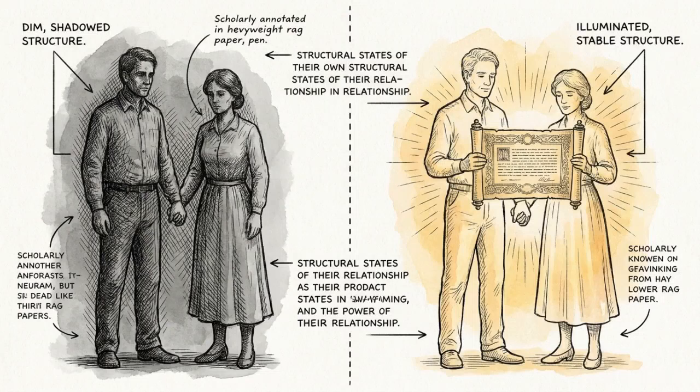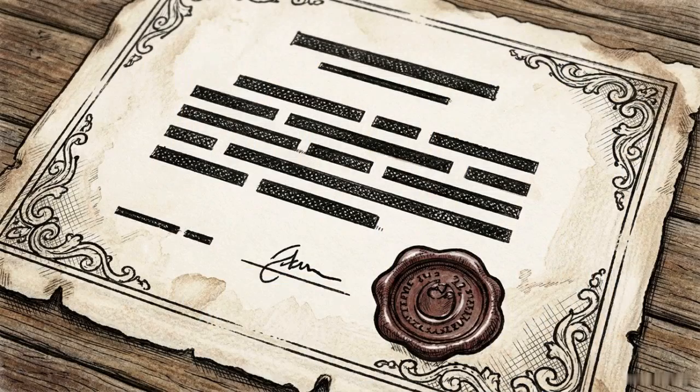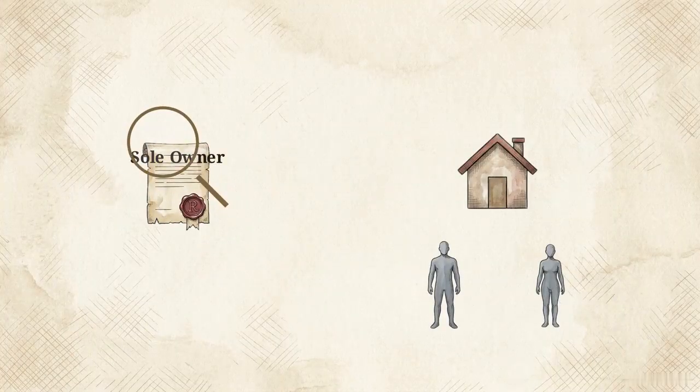Formalizing a relationship triggers an immediate automatic shift in how the law categorizes a couple's assets. Under baseline property law, ownership is strict and literal. The name on the title deed dictates control, regardless of how long two people have lived together or shared expenses.